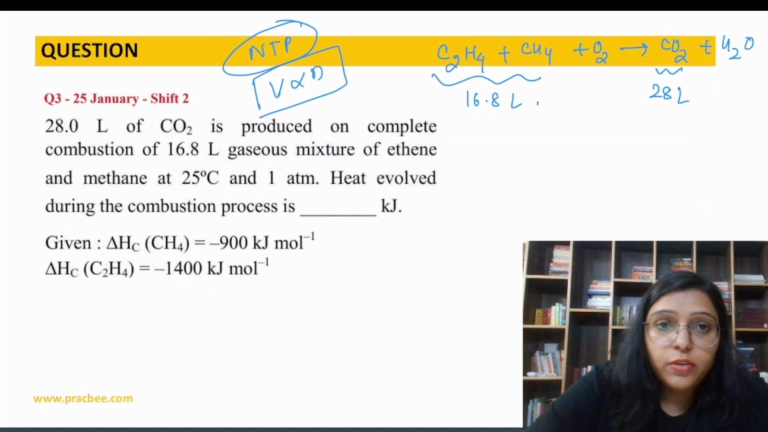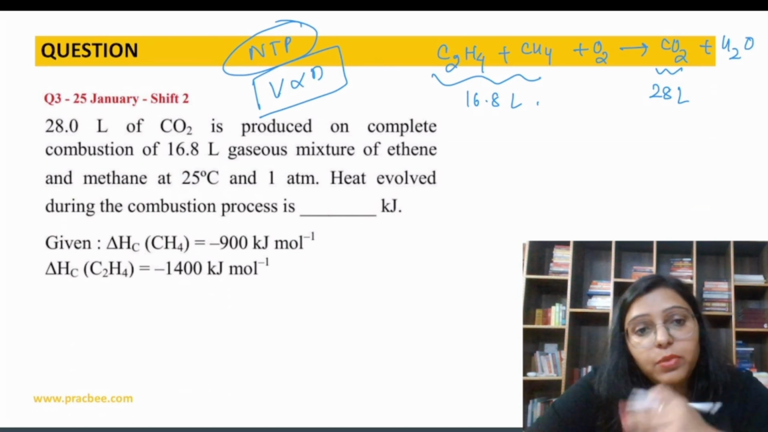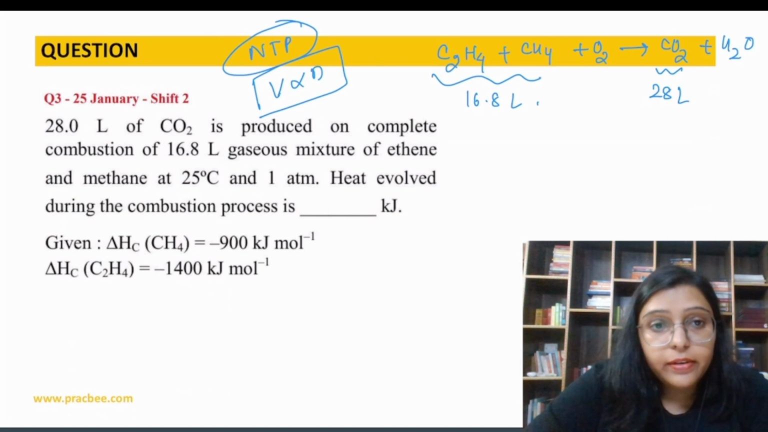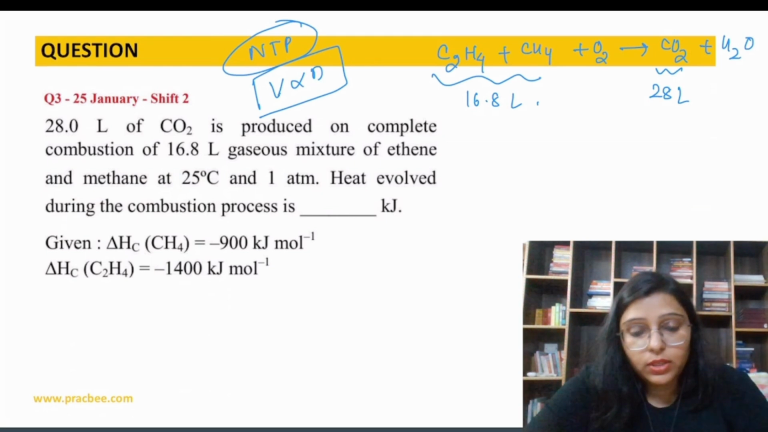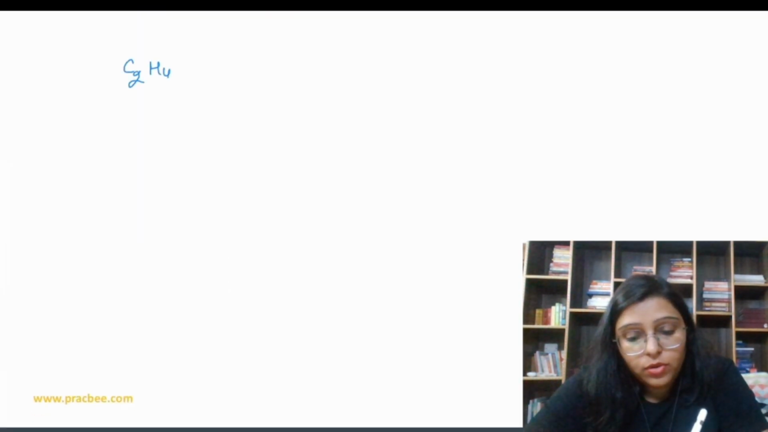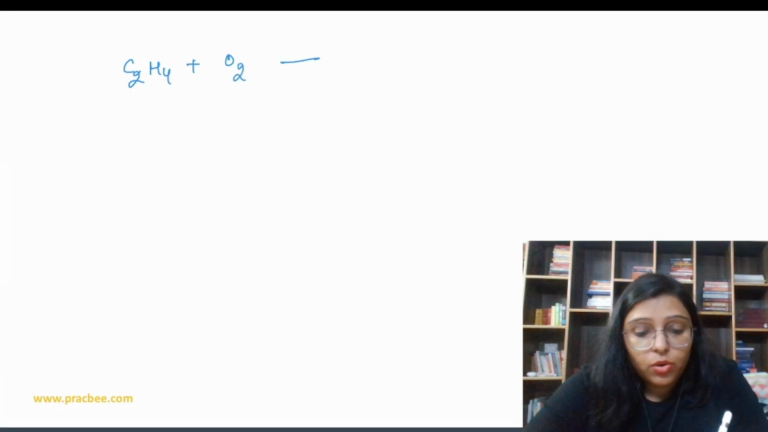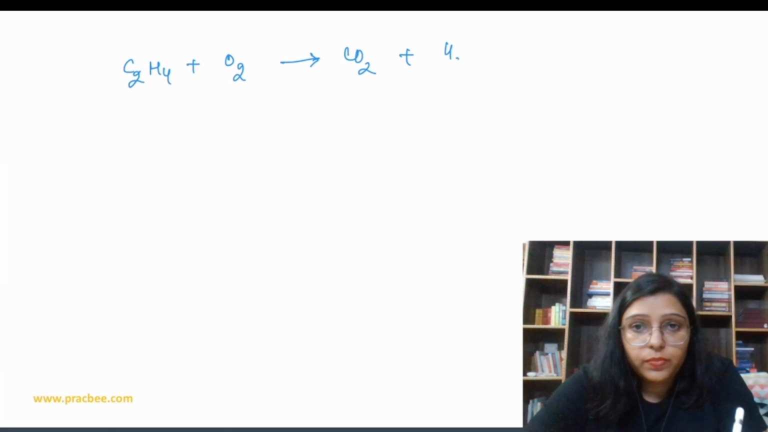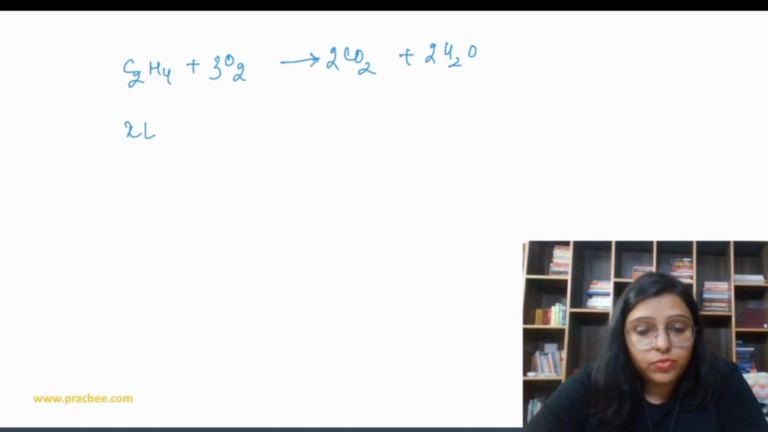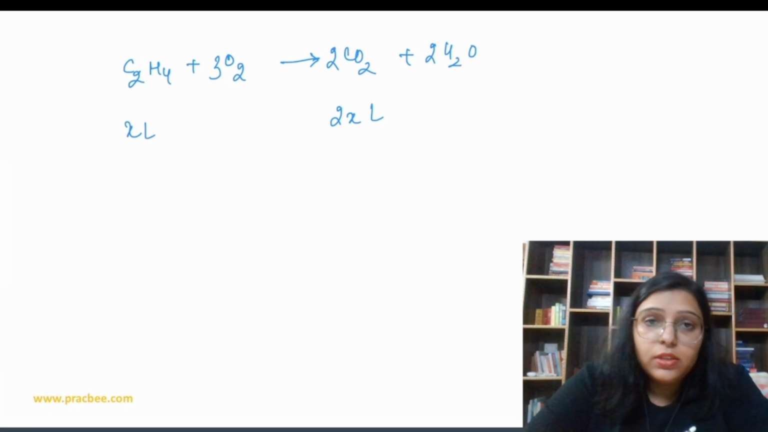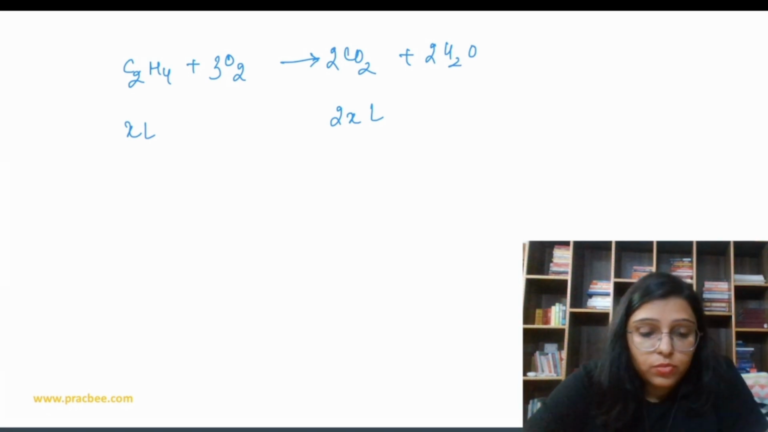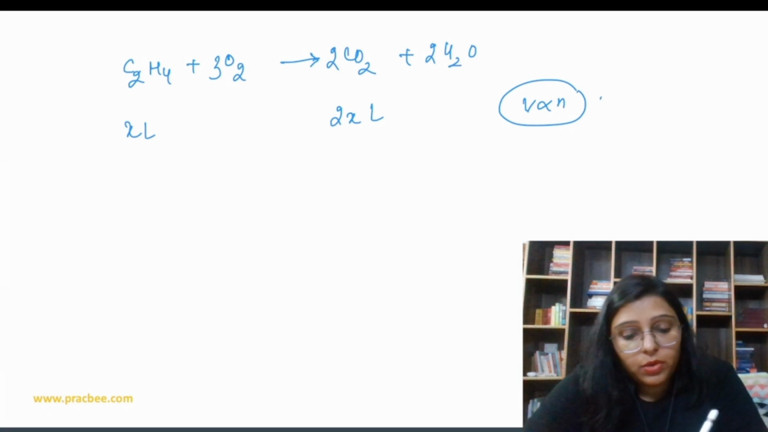The question asks how much heat is evolved during the combustion process. So first we have to calculate the number of moles. Then with respect to the number of moles, we can find out the total heat released. So let's do this. We have C2H4, that is ethene, plus O2, which gives CO2 plus water. Let's balance: 2, 2, then 3. So if we have x liter of C2H4, it gives 2x liter of CO2, because volume is directly proportional to number of moles.